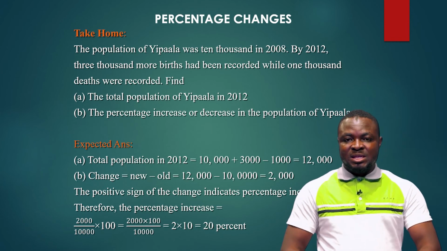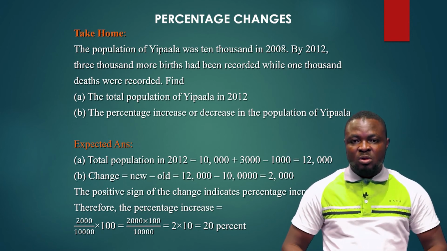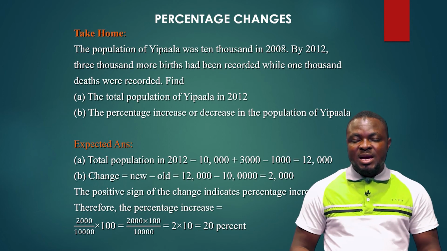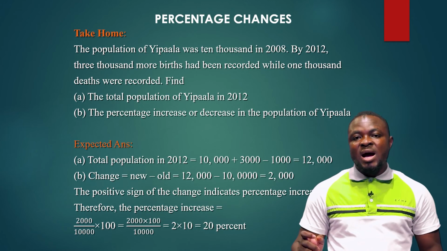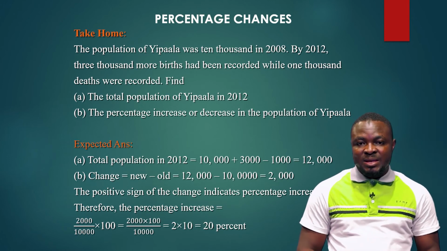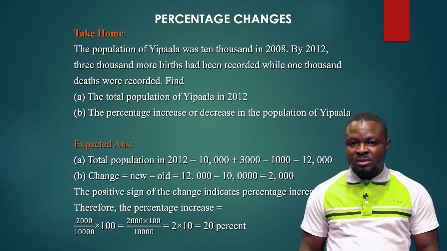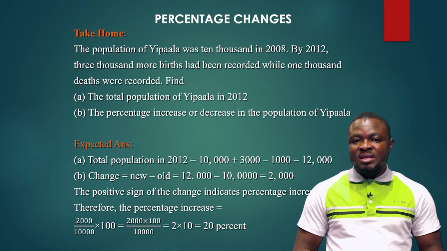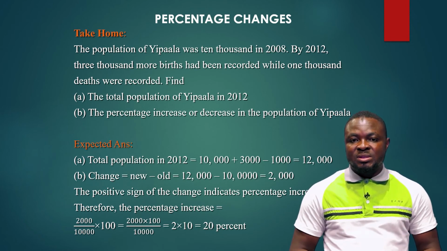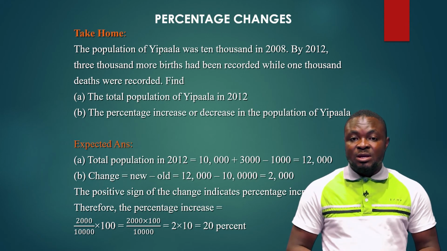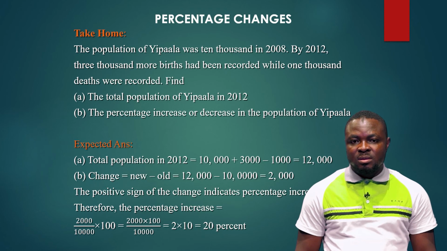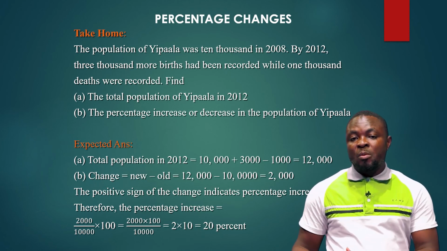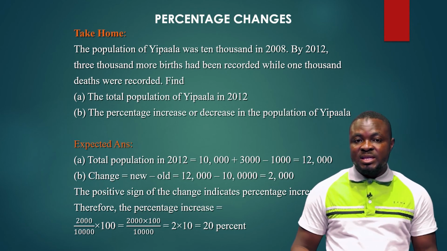So death is a subtraction. When people die, they are no longer with us. Births are an addition. When they give birth, they add to the population. So you add 3,000 to the original number and you subtract 1,000. So you end up with 10,000 plus 3,000 minus 1,000. That gives us 12,000. So the new population is 12,000. So if you compare that with the old population, you see there's an increase.